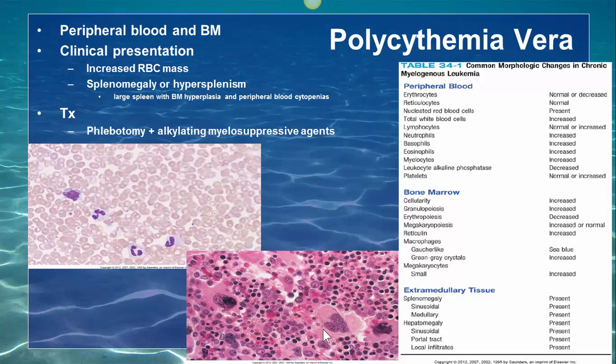Clinically, PV patients always have increased red cell mass. They often have splenomegaly or hypersplenism, meaning they have an enlarged spleen, bone marrow hyperplasia, but peripheral blood cytopenias. Treatment is to use phlebotomy together with myelosuppressive agents to control complications.